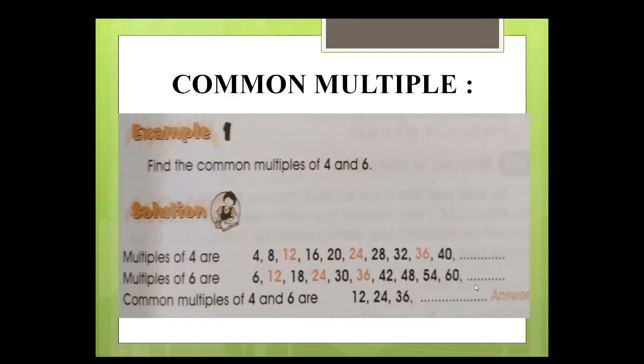Now, after listing out the multiples of 4 and 6, you just have to find the common ones between these two multiples. So here you see that the number 12 is common between the multiples of 4 and 6. 24 is also common between 4 and 6 multiples. 36 is also common, and so on. So you just list out the numbers 12, 24, 36, and so on, which are all the common multiples.